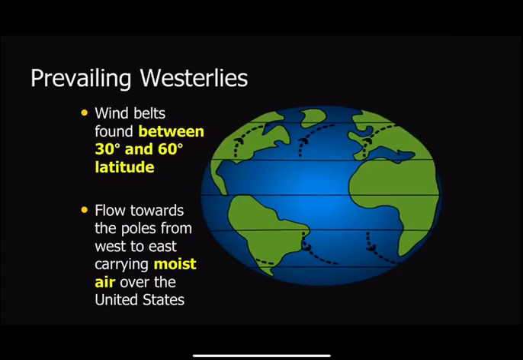Now let's notice the next set of arrows. These are the prevailing westerlies. These are wind belts found between the 30-degree and 60-degree latitude lines. They flow towards the poles from the west to east, carrying moist air over the United States. We can blame these winds for all of the rain we're getting this year.